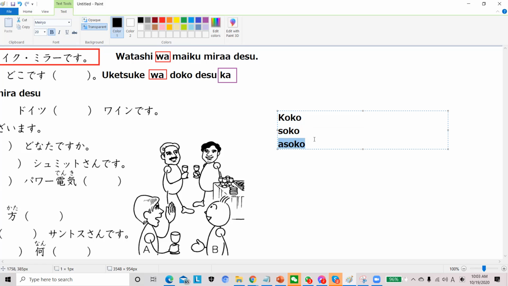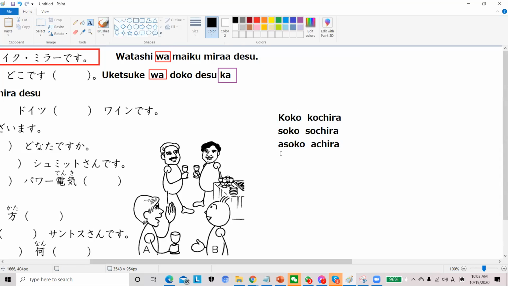But if you want to make it more polite, we change koko to kochira, soko to sochira, and asoko to achira. Of course, we have the question. If you want to make a question of koko, soko, and asoko, it will become what, Pamela?